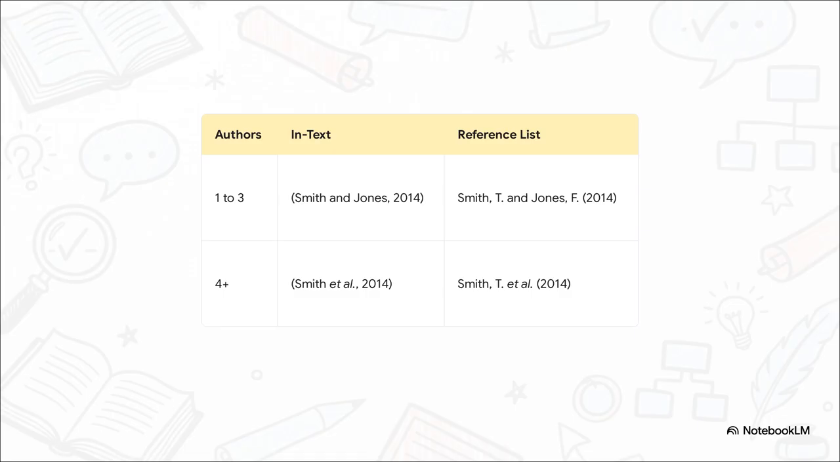But when you hit 4 or more authors, things shift. Your text would get way too cluttered listing 5 or 6 names, right? So, Cite Them Right wants you to use the Latin abbreviation et al., which just means and others.